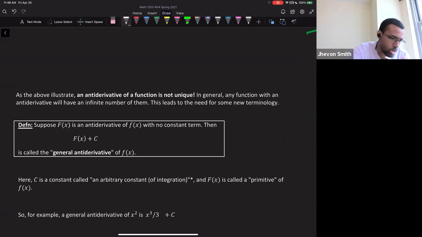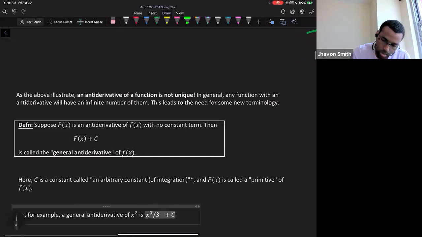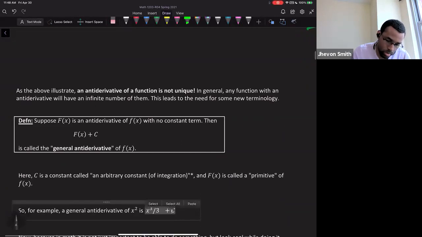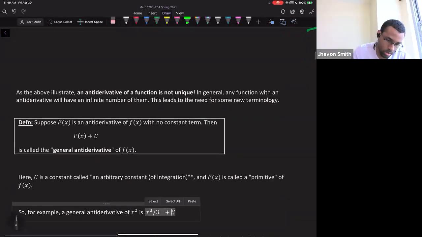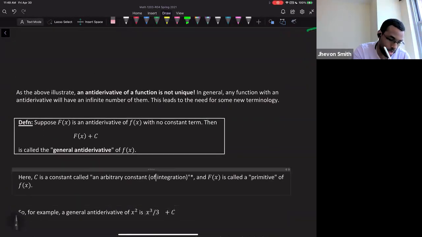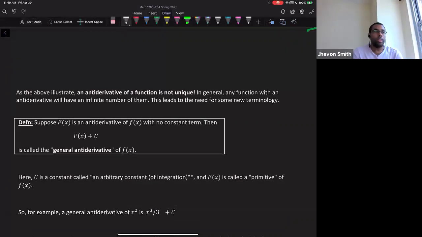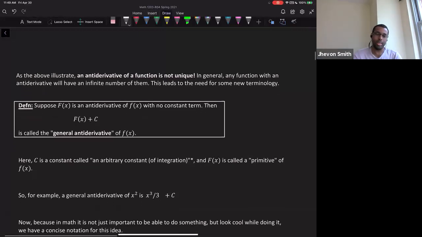Not sure why this plus c looks like there's a lot of space here. Whatever, I'm not going to change this yet, but that's going to mess things up. All right.